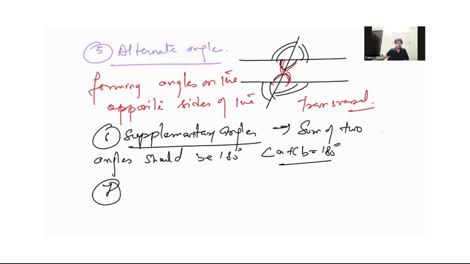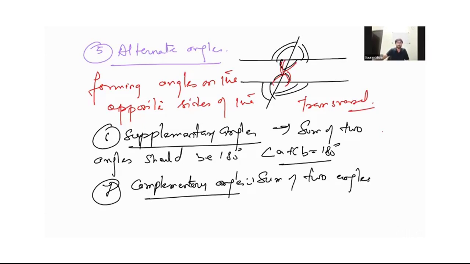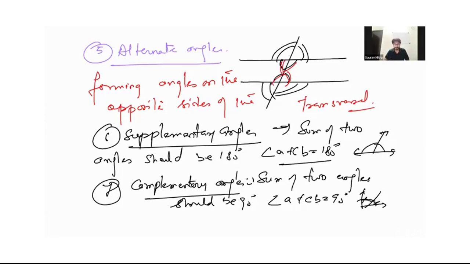And the last is complementary angles. The sum of two angles should be 90 degrees. That means angle A plus angle B is 90 degrees. If there are two angles, their sum will be 90 for complementary, and for supplementary, the addition should be 180 degrees.